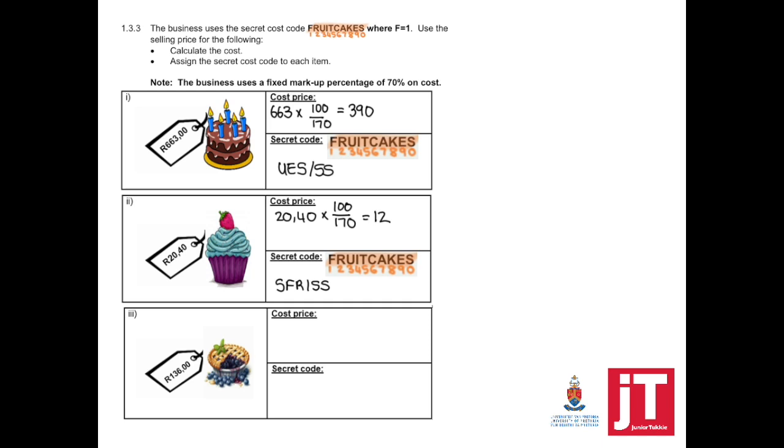For the third one, to calculate the cost, take the selling price, which is 136, times 100 divided by 170. To get the secret code, use the word fruitcakes and take now the numbers and look for the specific letter. 80 Rand, that's why we start with S for 0. Then K is the 8 and S0 dash SS for 0 cents. So this is actually very easy if you understand what to do.